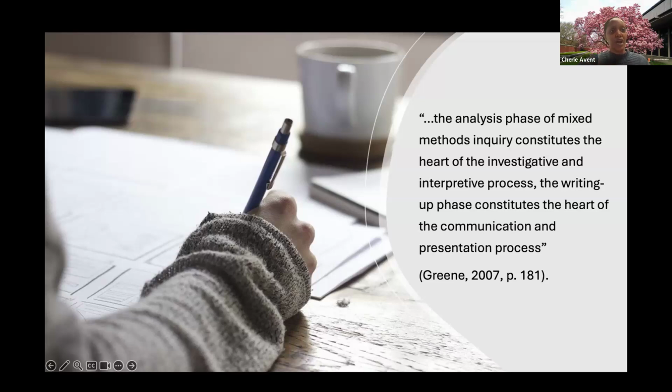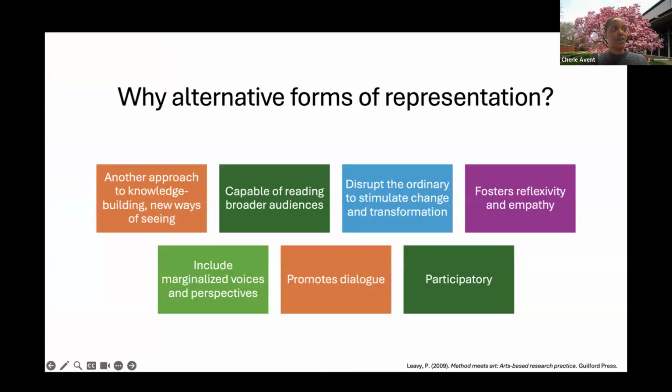And so here's a place where I always like to say, are there ways in which we can utilize art to do this? How might we think about the ways in which art provides an alternative form of representing and reporting what we're doing? And so I pull on Patricia Levy, who says, why not use alternative forms, using art as a form of representation? And Levy offers a number of reasons for why to do this.